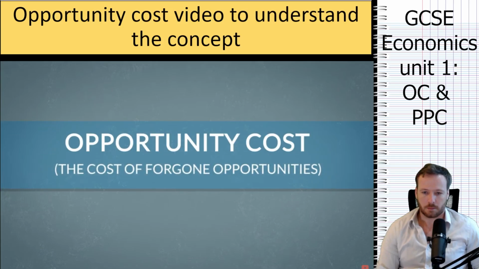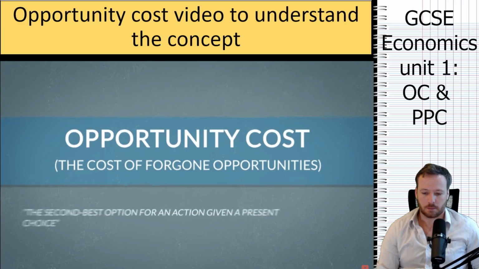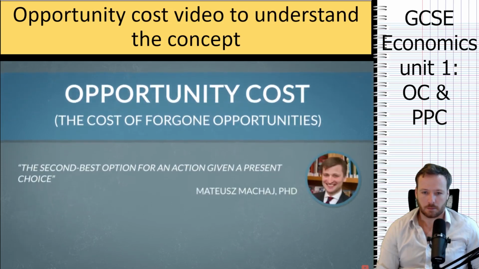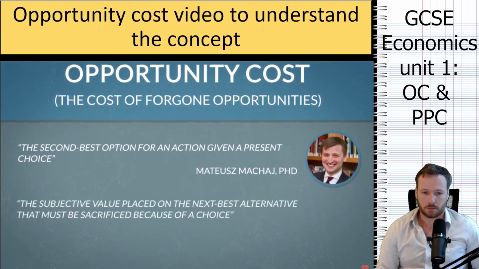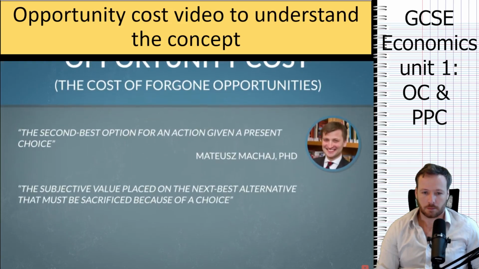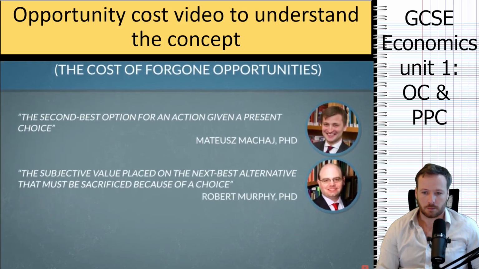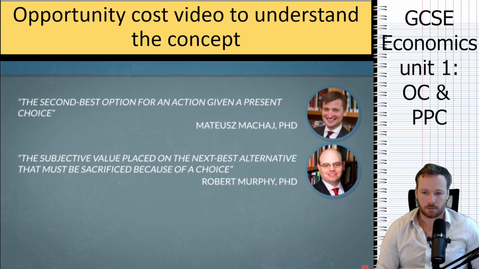Economists define the concept in several ways. The second best option for an action given a present choice, Matej Machai, PhD. The subjective value placed on the next best alternative that must be sacrificed because of a choice, Robert Murphy, PhD.